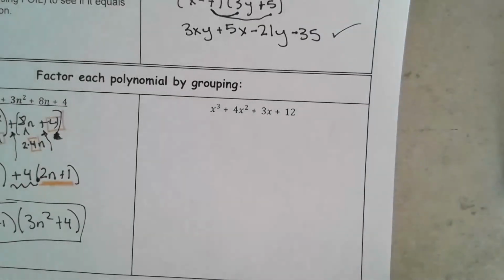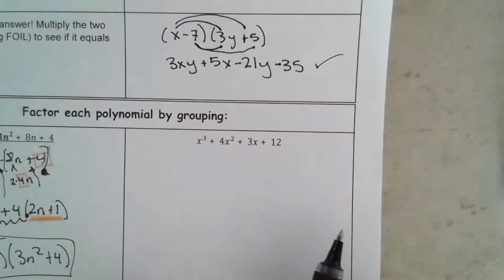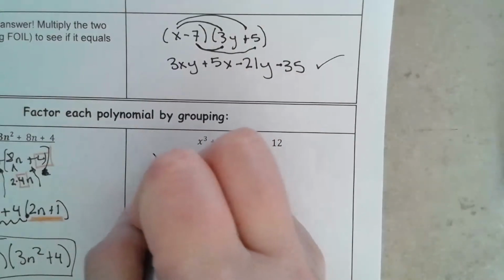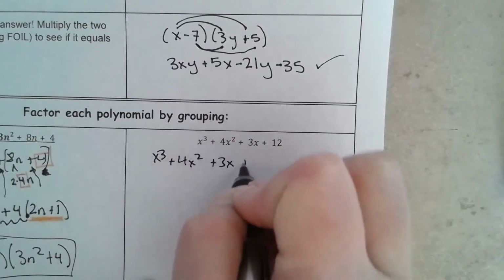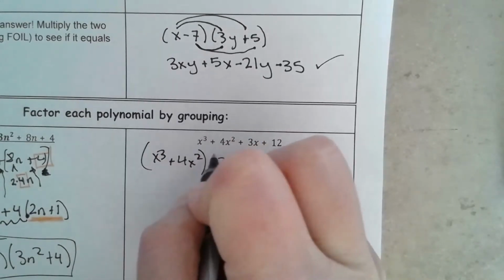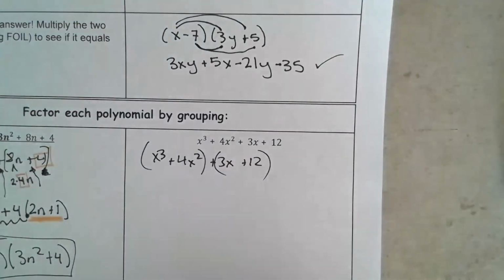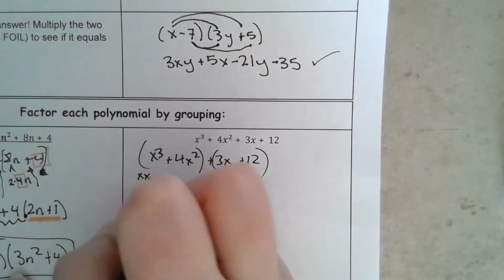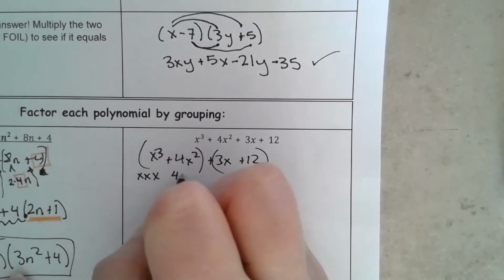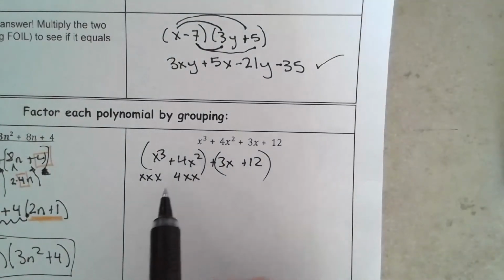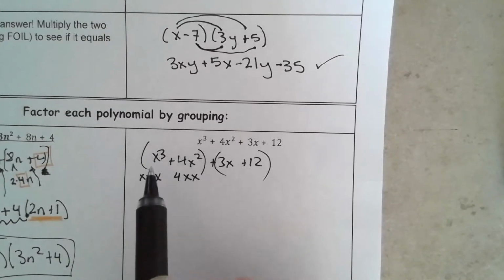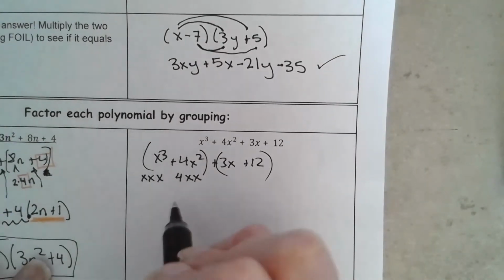On your assignment, I would check it. On this one, we're just going to go for it. Okay, last one. So x cubed plus 4x squared plus 3x plus 12. Group the first two, group the second two. Okay, we have 1, 2, 3 x's. We have a 4 and 1, 2 x's. Okay, you can break down 4 to 2 times 2, but this one doesn't have any numbers, so I'm just going to leave it as it is.